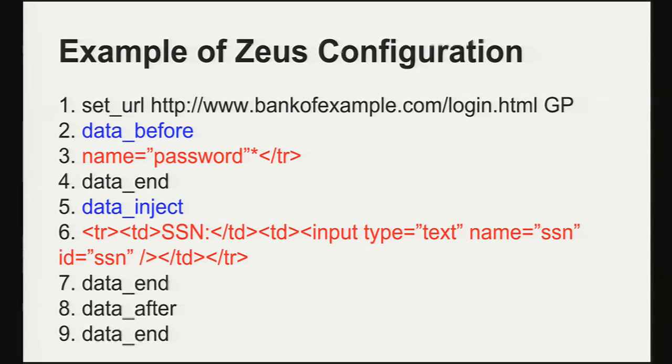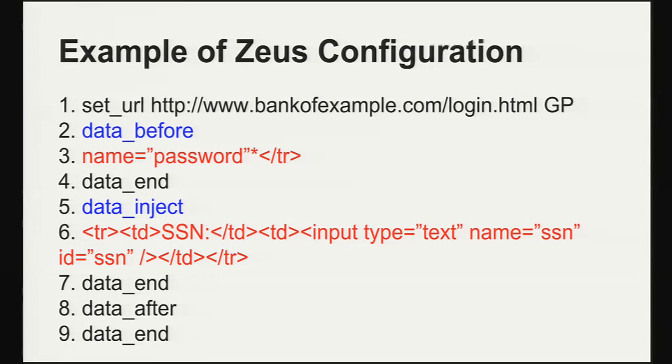So the first line, set URL, specifies which web page you want to target. For example, this is Bank of Example. Maybe it could be Bank of America or Wells Fargo. And then the second line says data before. Behind that, it has a string which can be a regular expression. So basically the configuration says match the string in the third line, and then inject the string in the sixth line. That's the data inject part.